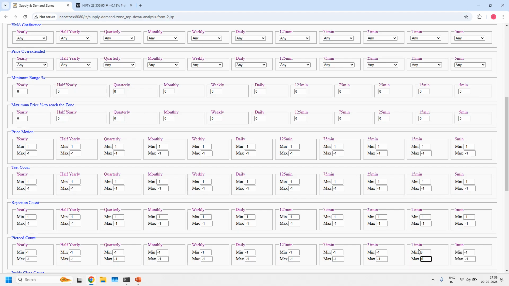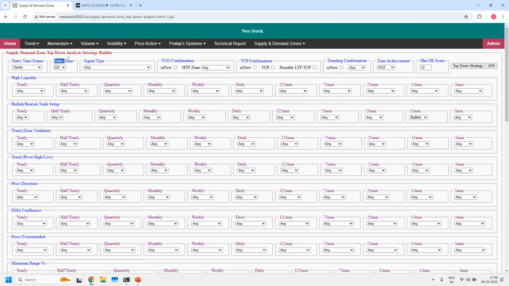Why pierced count 0? Pierced count 0 indicates the zone is not pierced. If the count is more than 0, what does it mean? It means either 1 or 2 or 3. If the value is 1, the zone is pierced 1 time. 2 means the zone is pierced 2 times. 0 means the zone is pierced 0 times, that means the zone is not pierced. So that's why I am setting the minimum and maximum value to 0. Where will this filter be applied? On the 15 minutes time frame demand entry zone.